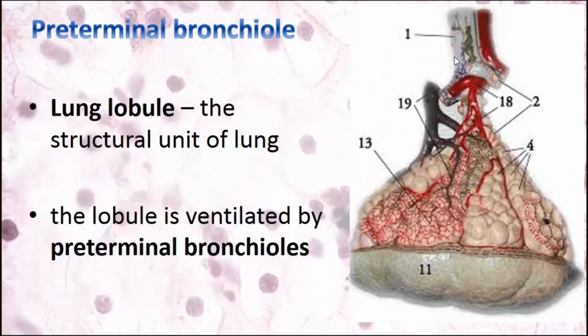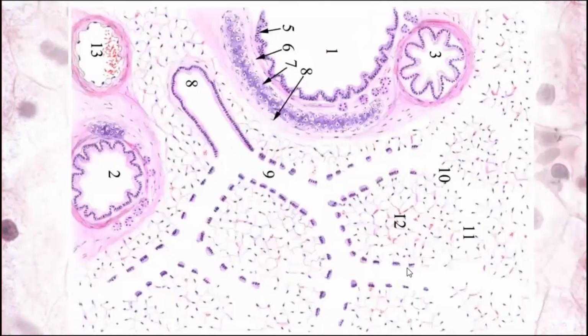And the region of lung which is ventilated by a preterminal bronchiole is called a lung lobule. It's the structural unit of the lung. It's a pyramidal shaped region of lung which receives air from a small bronchiole, called the preterminal bronchiole, and it's called a lung lobule. And here we can see the preterminal bronchiole. It has a well-developed muscularis mucosa, a layer of smooth myocytes, but cartilage is absent here. Here are mucosal folds and the lumen.